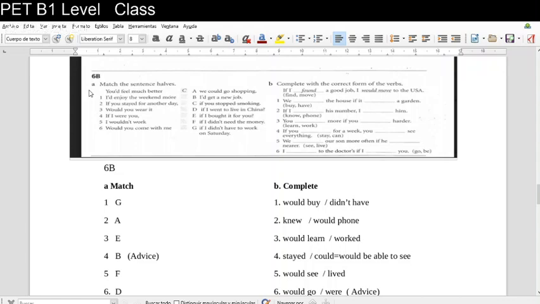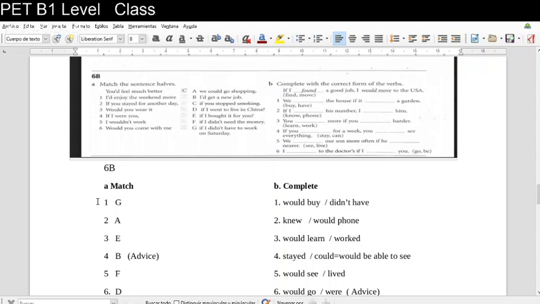A, it was a matching. You have to match the sentence halves. In what way? You have to think. Well, if I have a simple past, I will need a conditional sentence. If they give me a conditional sentence, I will need a simple past. And this is the option.